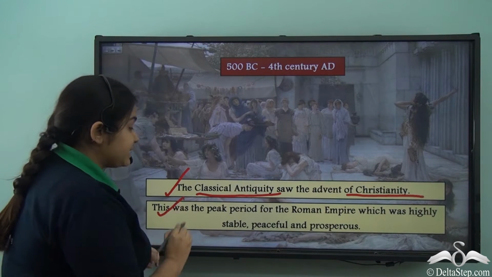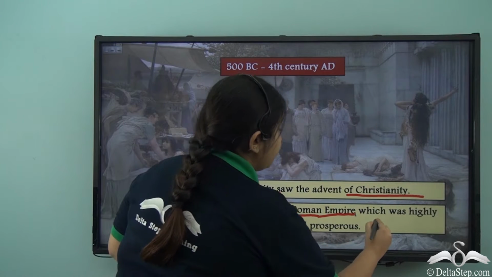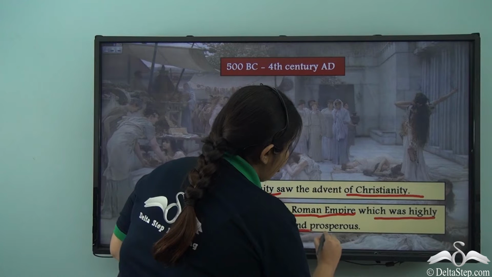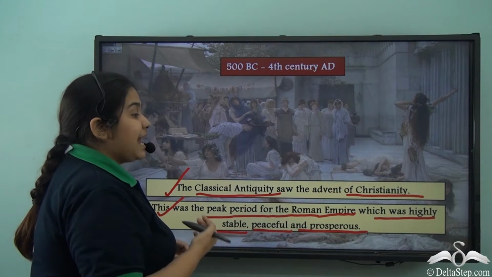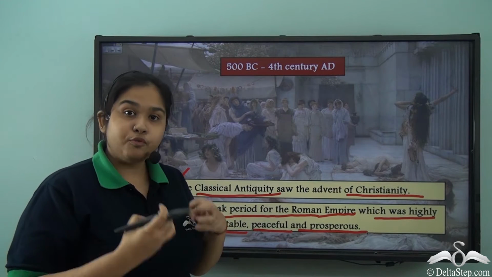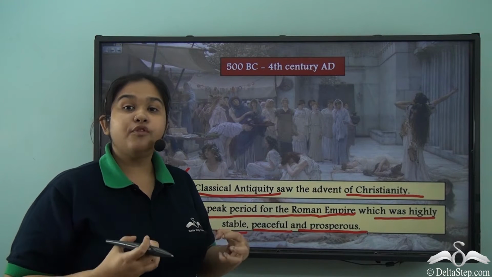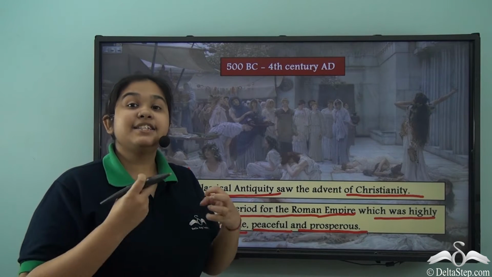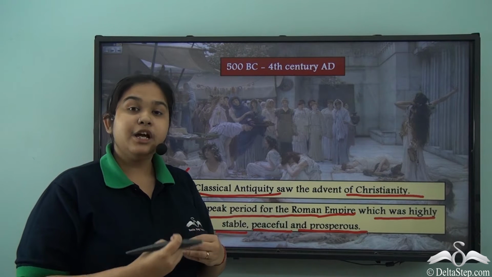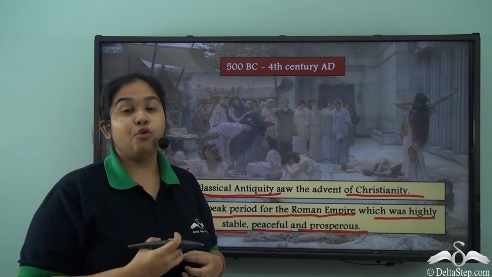Now, this was the peak period for the Roman Empire, which was highly stable, peaceful and prosperous, because at this point of time there were a limited number of wars, and the Romans had established control over their territory. They had centralized that control. So we see that this particular period reached a level of prosperity due to the Roman rule.